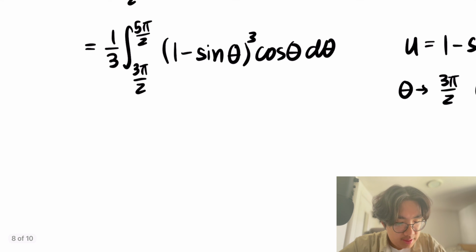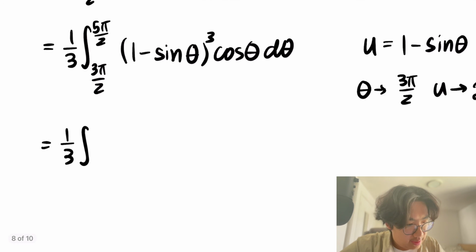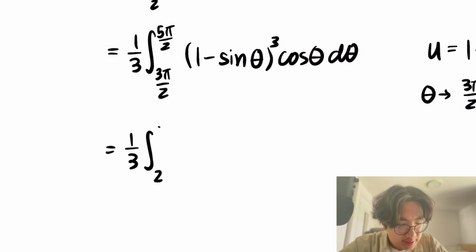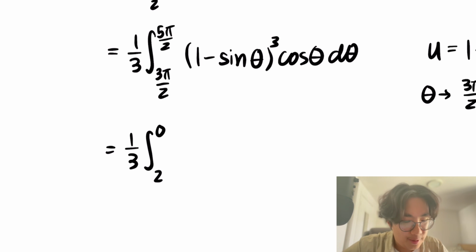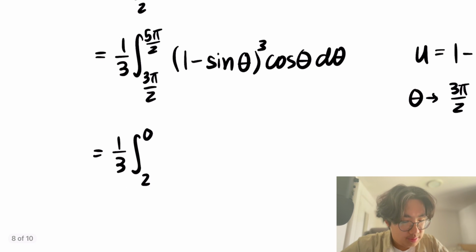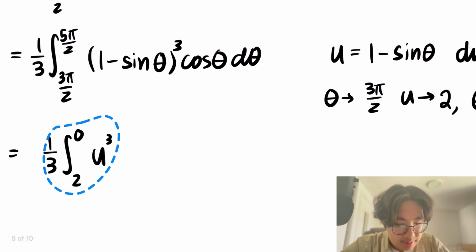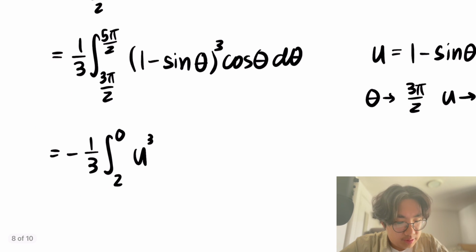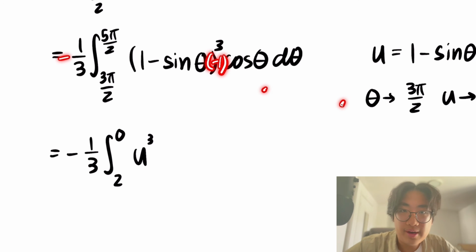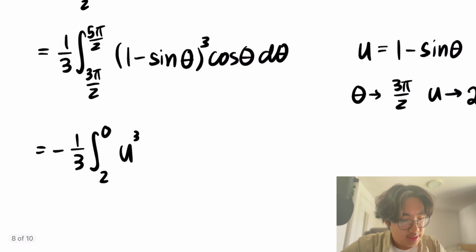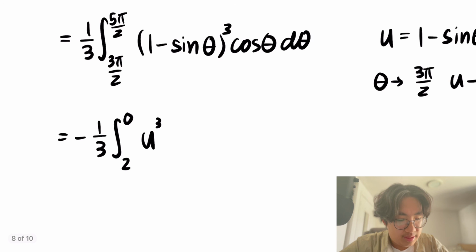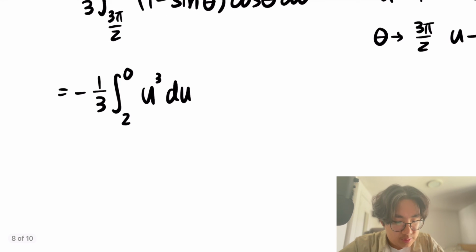So here, we can write this as 1 over 3 times the integral, now going between 2 and 0. It does look a bit weird that it is kind of backwards, but that's fine. It'll work out. 1 minus sine theta is our u, so we effectively just have u cubed. And then for negative cos theta, we can multiply by a negative out here. We multiply by a negative 1 here and also a negative 1 there, so it effectively doesn't change anything. That negative cos theta d theta just becomes du. And now we can integrate as we normally do.